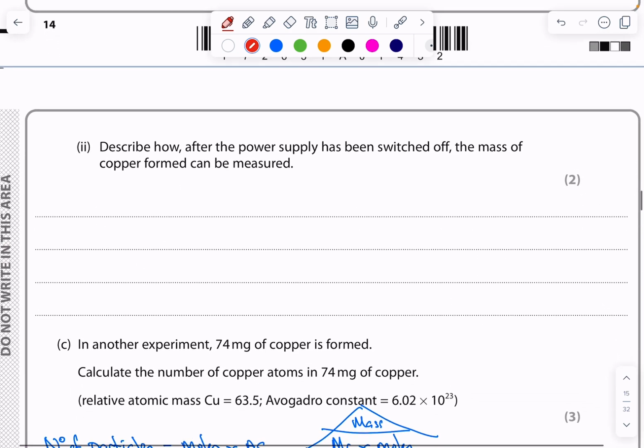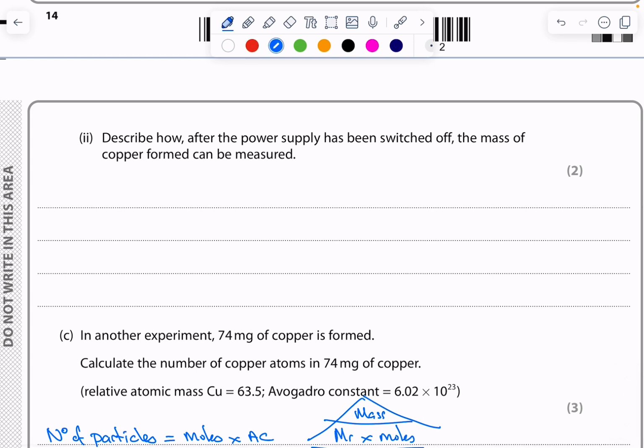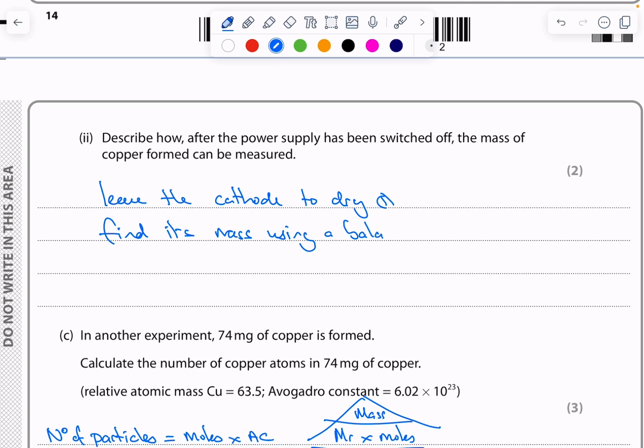Okay, describe how the mass of copper can be measured. Right, so what we have to do here is leave the cathode to dry, because once it's been in the electrolyte, it'll be damp and that will change the mass. So we leave the cathode to dry, and then we find its mass using a balance.